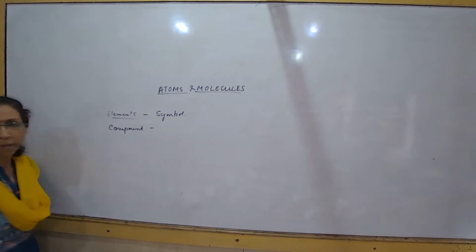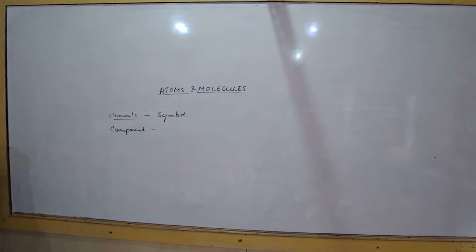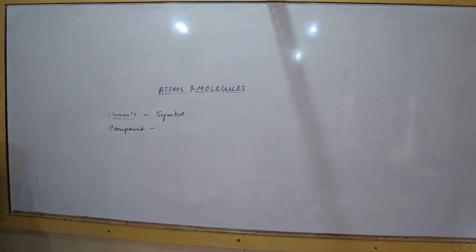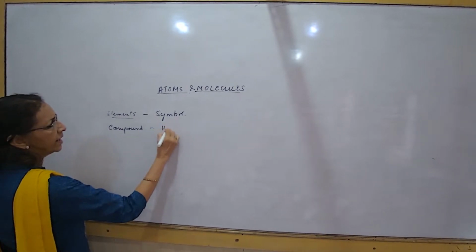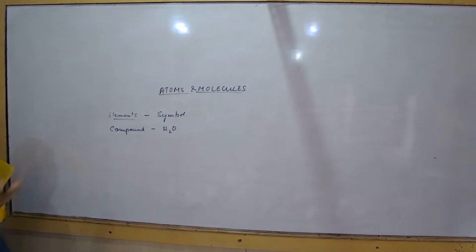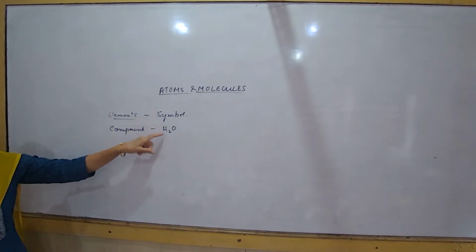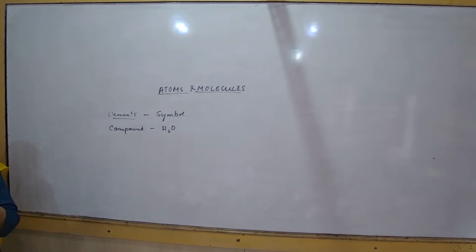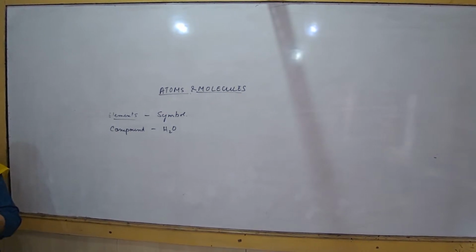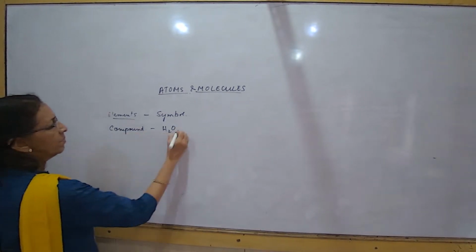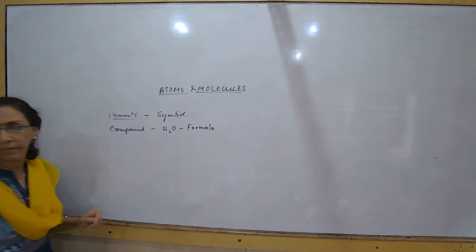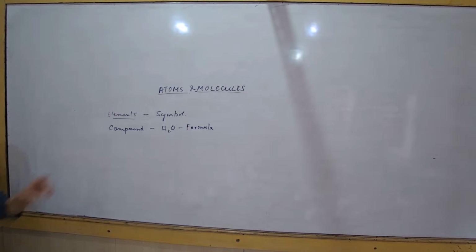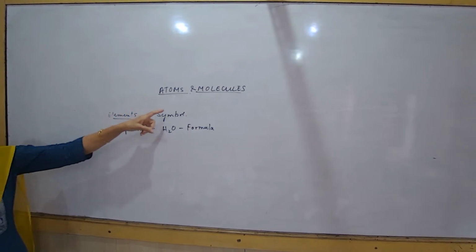how will you represent a compound? Water is an element or a compound? Okay. So how will I write it? I'll write it as H2O. What is H2O? Can you call it a symbol? Is it a symbol? No, it's a formula. It is a formula for molecules of compounds. Okay. So how is a compound represented? It is represented by a formula. Will you remember this? How is an element represented? It is by a symbol.